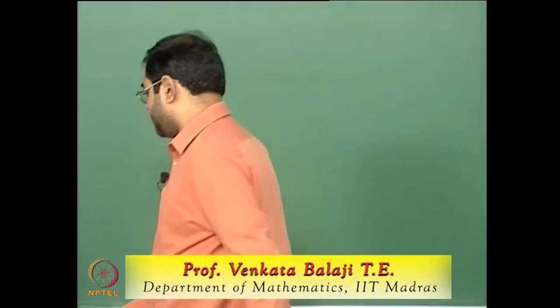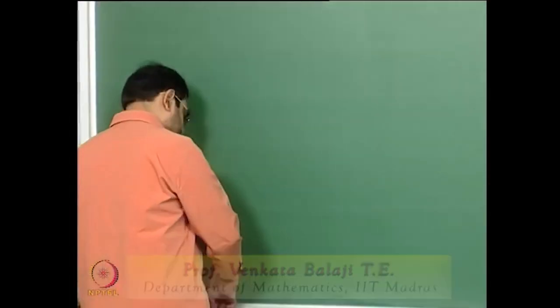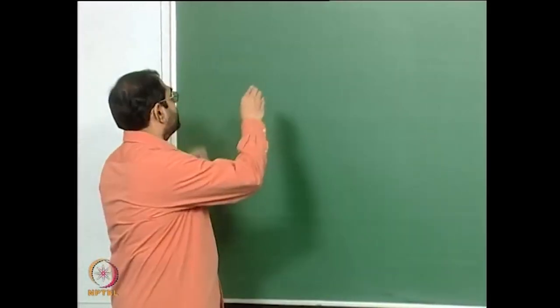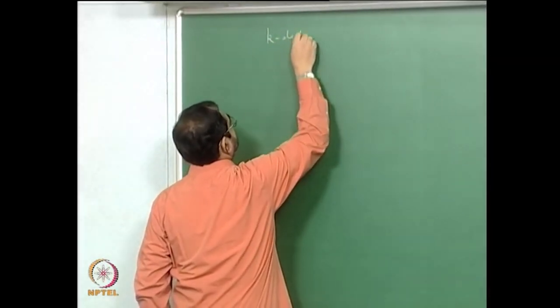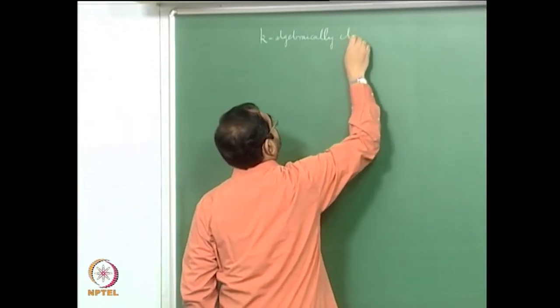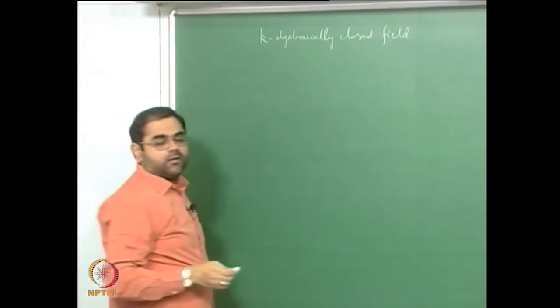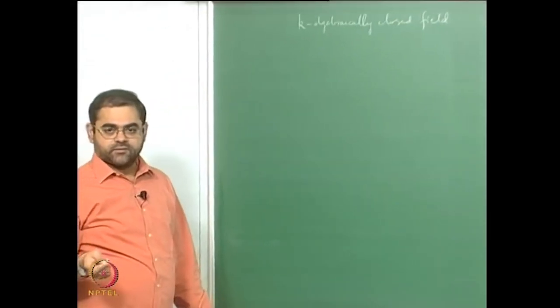So again, let's continue with our discussion on algebraic geometry. Let me recall the setup in which we are working. K is an algebraically closed field. For example, you can think of K to be complex numbers, if that's convenient for you.